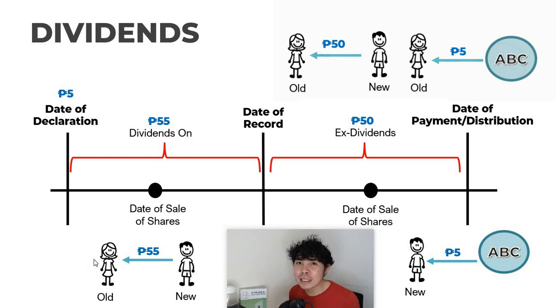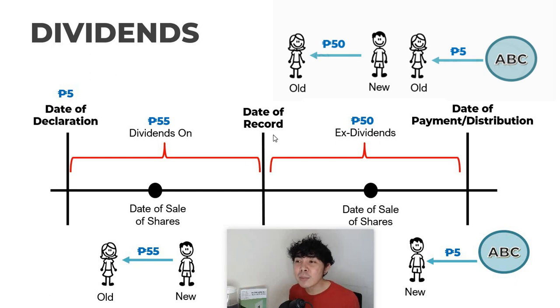The problem is, she sold in between the date of declaration and date of record, which means at the date of sale, there was already a transfer of ownership of the stocks. From the old shareholder, it moves to the new shareholder. So the new shareholder buys the investment from the old shareholder. By the date of record, the old shareholder will no longer be in the list of shareholders. Who will be included in the list? Of course, the one included in the list is the new shareholder, the new owner.